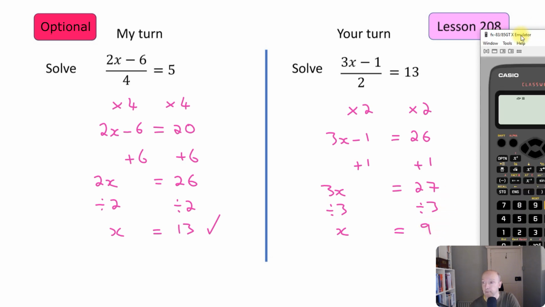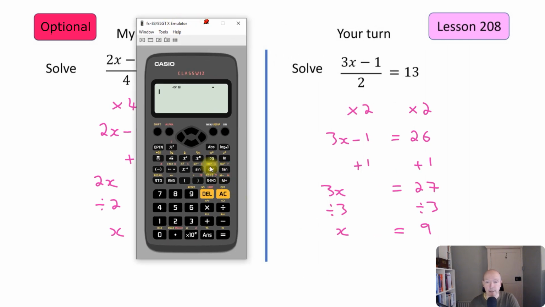Let's check it. This is really having problems today. Right, so fraction button first. 3 times 9 minus 1 over, and that'll be 2. Press equals, I get 13, so I know that's the right answer.